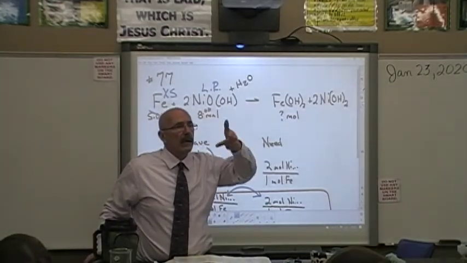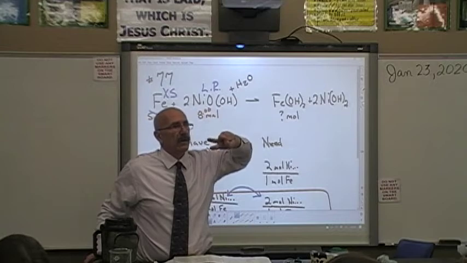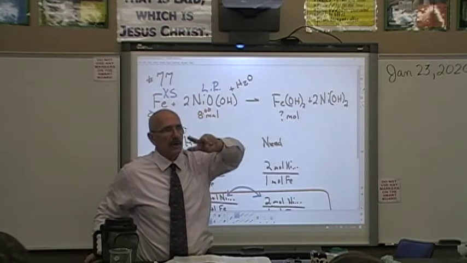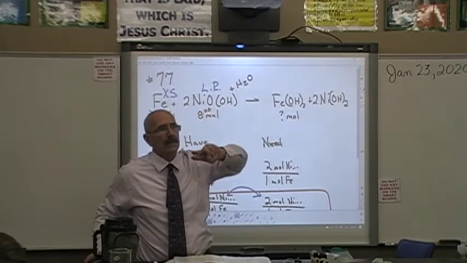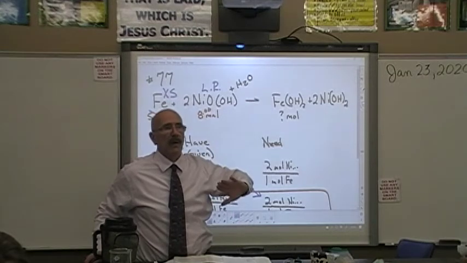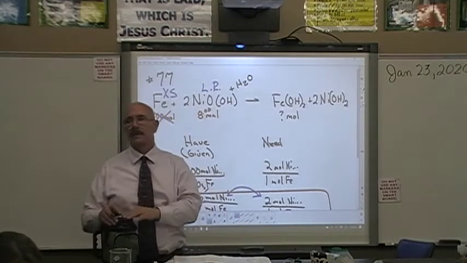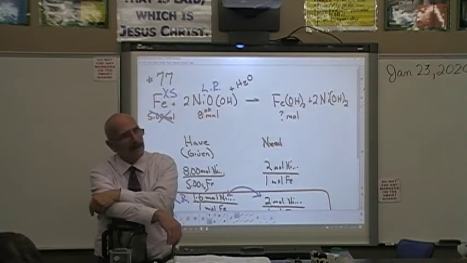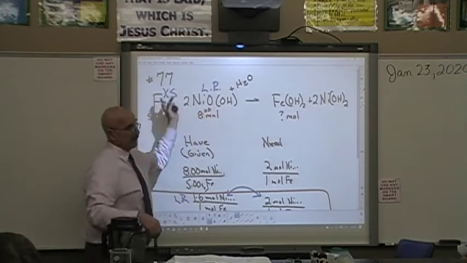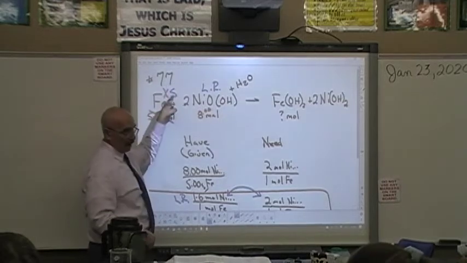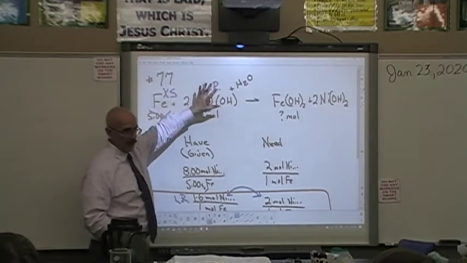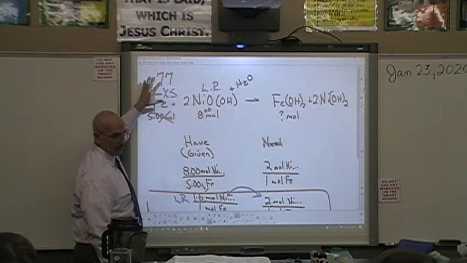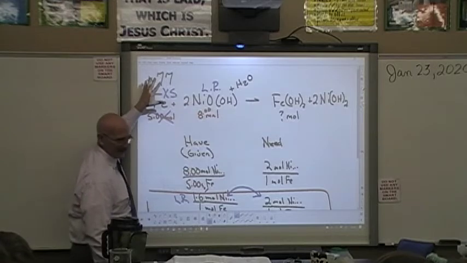So don't worry about which one you put in the numerator, as long as you're consistent in your work and you keep the same numerator in each and the same denominator in each. You can do it both ways. One will show you the excess, and the other one will show you the LR, limiting reactant. And the other one always has to be the other one. There's always going to be one LR and one excess. One limiting reactant and one excess, at least in this class.